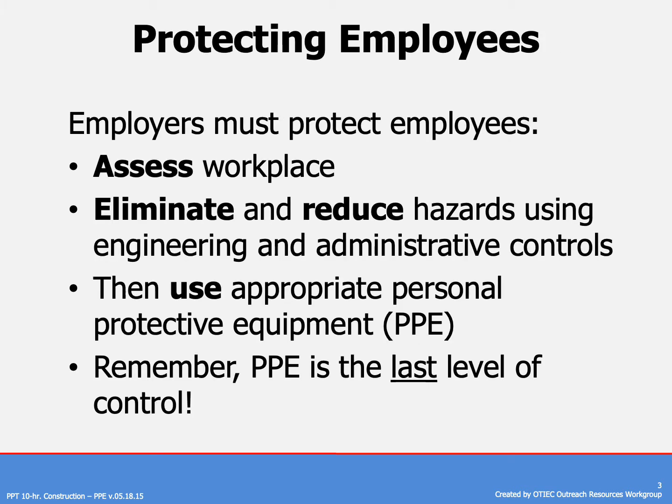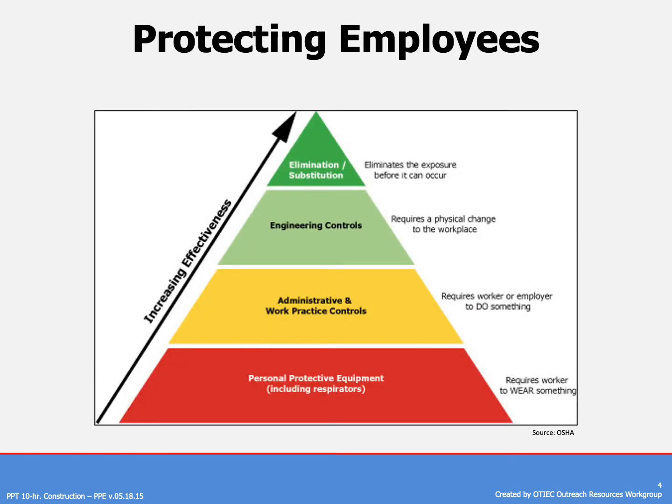Employers must protect employees. It's one of the requirements under the OSHA Act, but when it comes to PPE, where we're going to start is by assessing the workplace. It could be as simple as an in-depth safety audit, if you will, but we're particularly trying to identify hazards that we can eliminate or reduce by using engineering or administrative controls. When those aren't possible, we're going to use personal protective equipment. PPE is the last level of control.